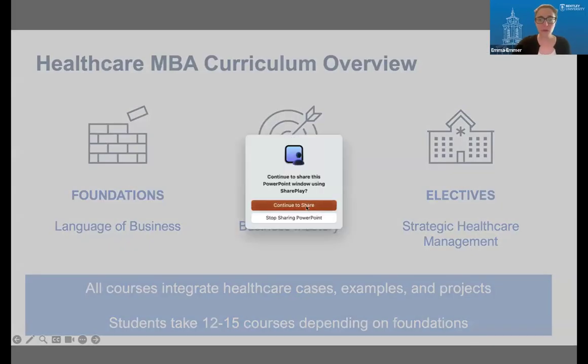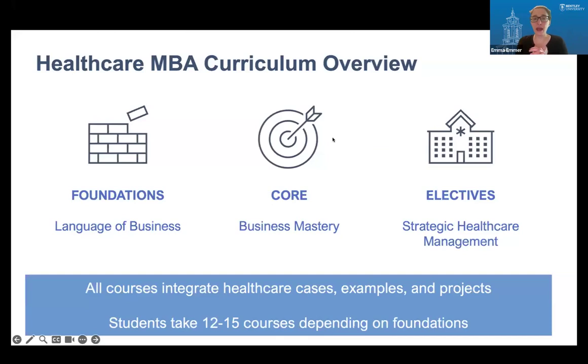So you can see here that within the Healthcare MBA curriculum, we have 3 different types of courses that students participate in: foundational courses, core courses, and healthcare specific electives. Across the entirety of the program, students take between 12 and 15 courses.